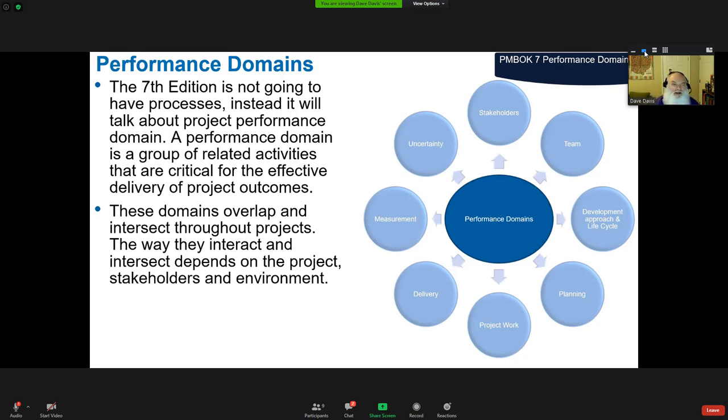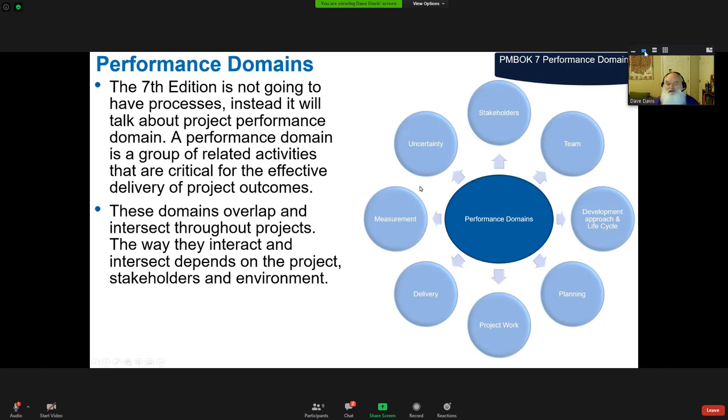Let me go into the big change in my mind, and that is the idea of performance domains. We're not having processes. Instead, we're going to talk about performance domains and the group of related activities that are critical for the effective delivery of the outcomes. And I don't know how well you can see this. We'll have a brief slide on all of these. But planning at the performance domain is going to be constant throughout the project, regardless of your methodology. Delivering work. Hey, imagine that. We're actually talking about delivering something. That's a good idea. And then delivery. And delivery is going to get into the transition to operations piece and things like that.